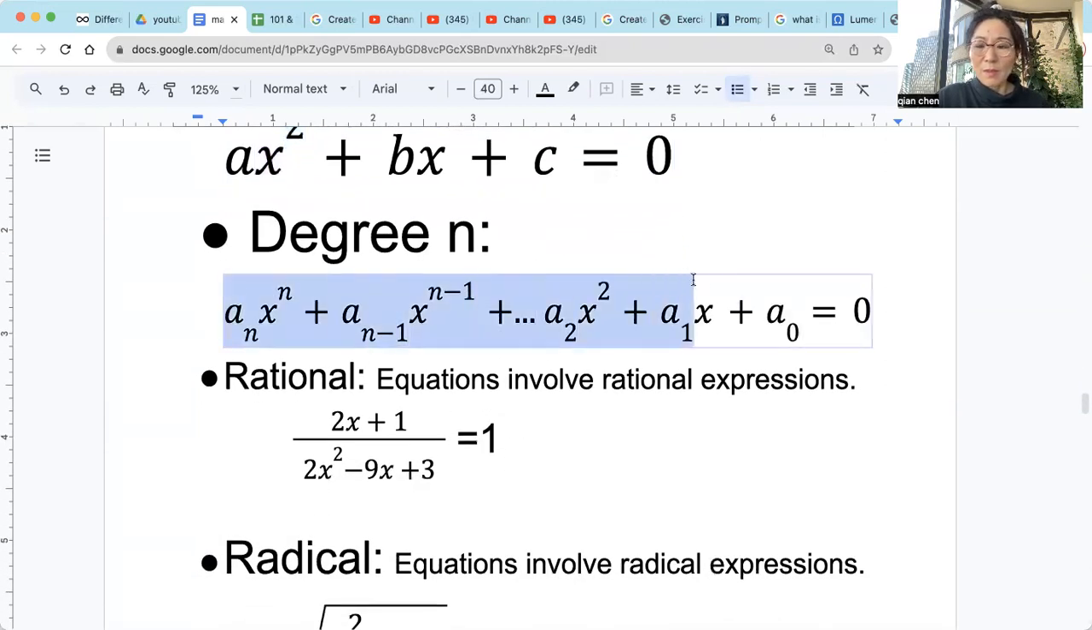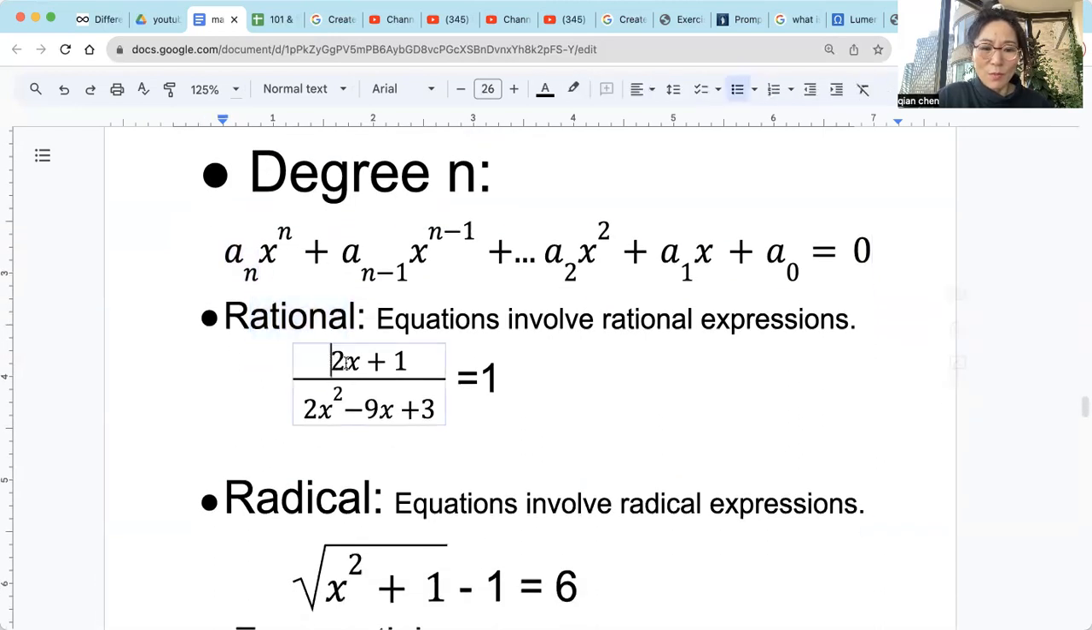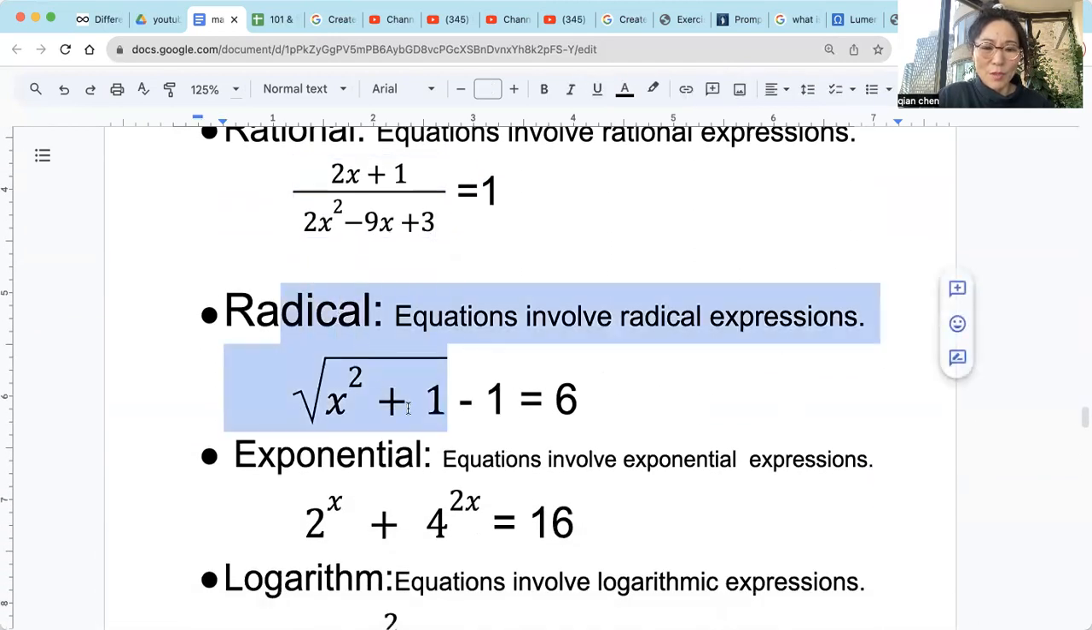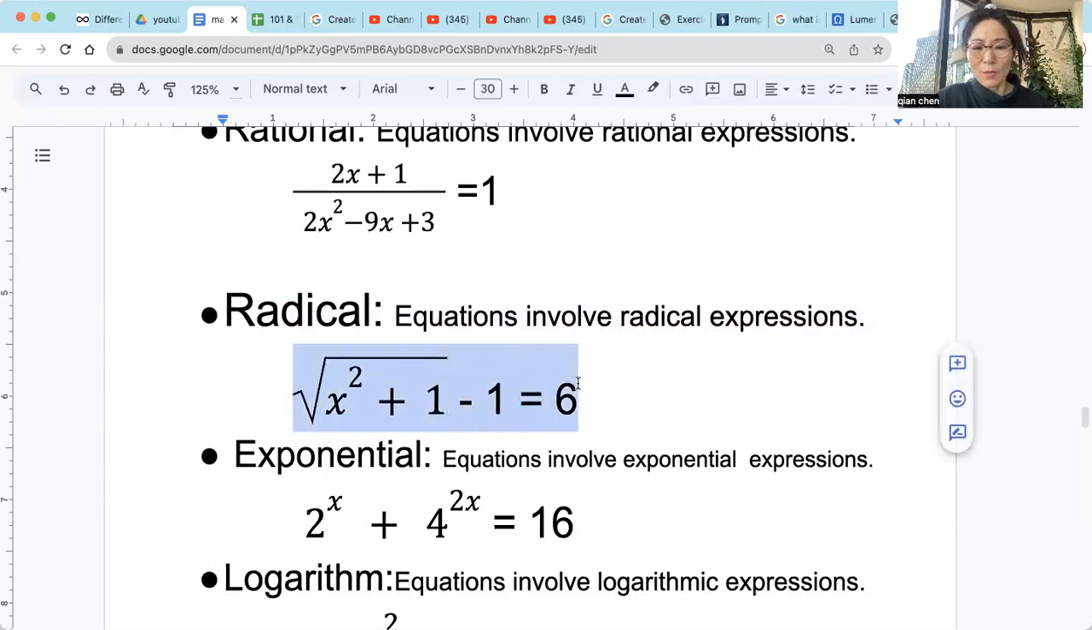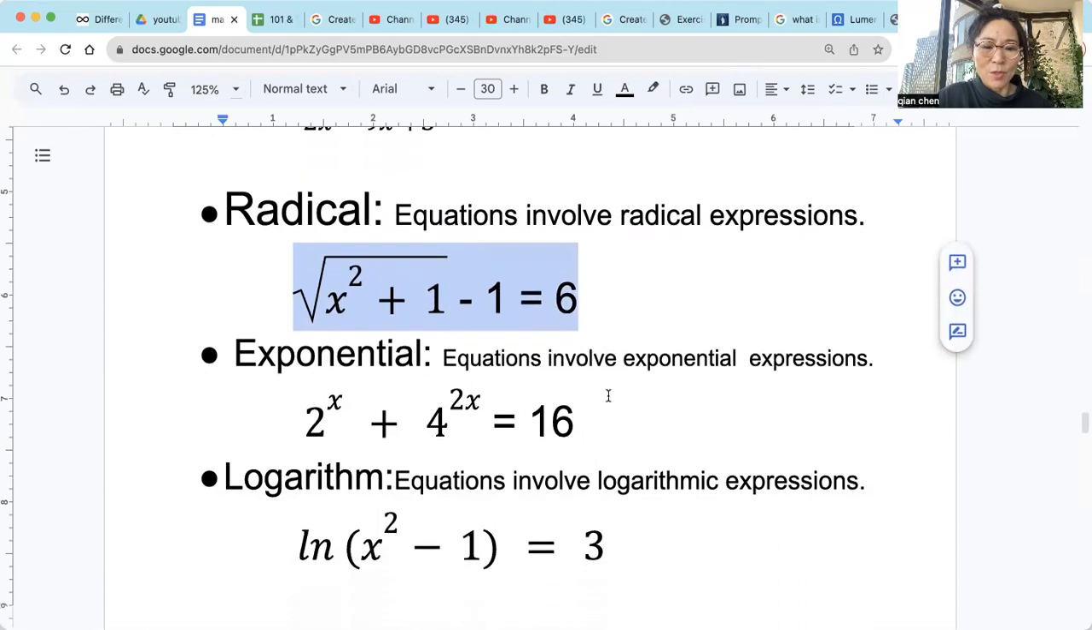And degree n polynomial equation, we have this, right? We see x raised to n, and this one is called the leading term, because this term has the highest exponent. And this a_n here just represents some number, right? a_n we call the leading coefficient. The next one is the rational equation, right? With a rational expression, we add an equal sign and some value or some expression to the right-hand side. We make a rational equation. Same thing for radical equations. With radical expressions in it, with an equal sign in it, we call them radical equations.